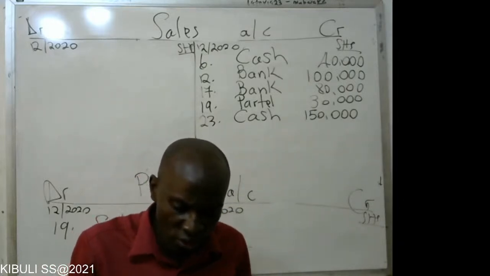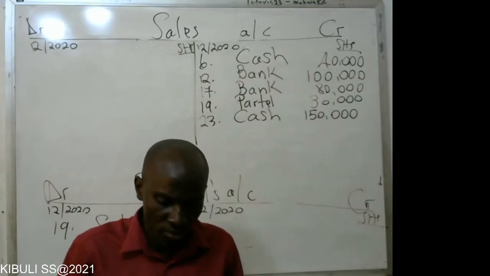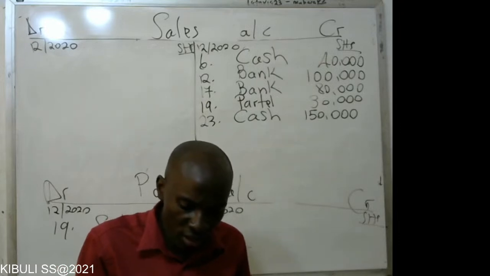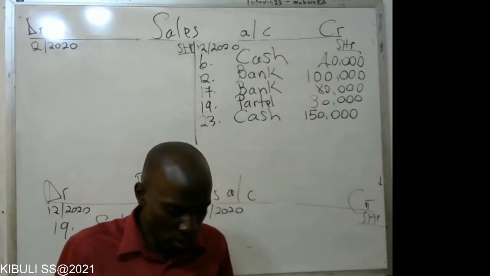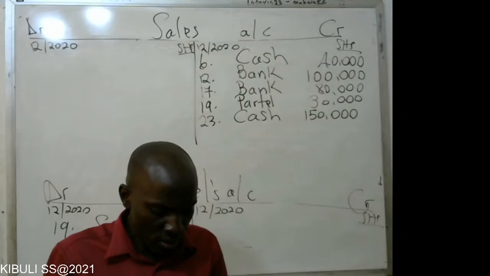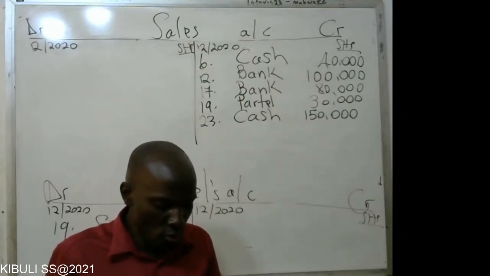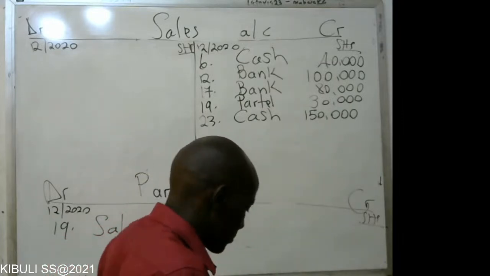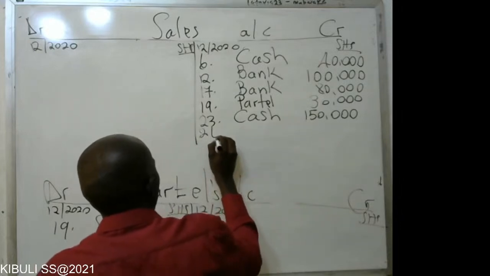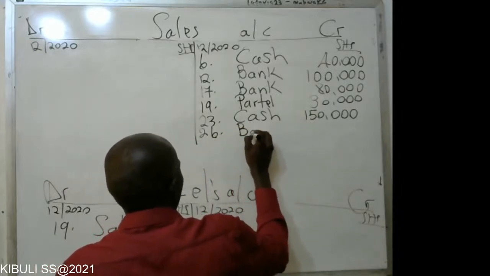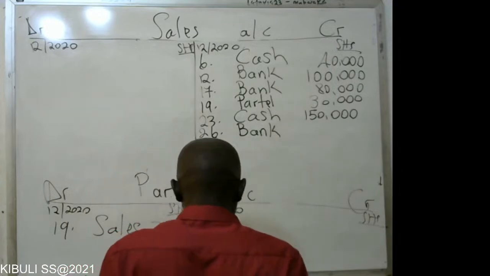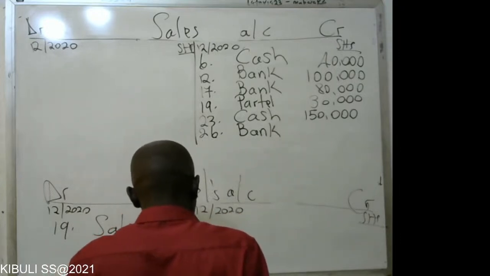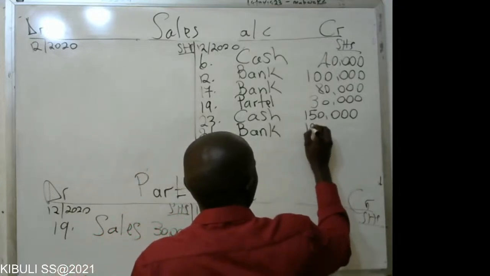Then which other transaction affects the sales account? We have the transaction on 26th. Sold goods and received a check. Because it was a check, that means it is the bank that was affected. How much was it? 100,000.